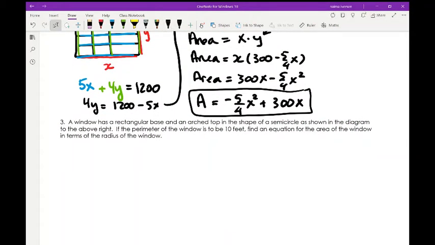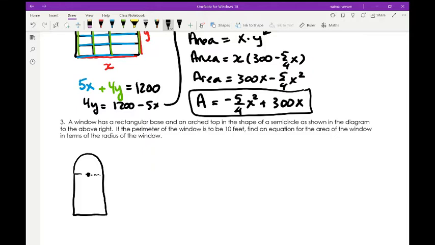Okay, a window has a rectangular base. I know what this one looks like. A rectangular base and an arched top. This is actually called a Norman window if you ever go into construction or design or anything like that. So this is called a Norman window. And there's a semicircle on top.